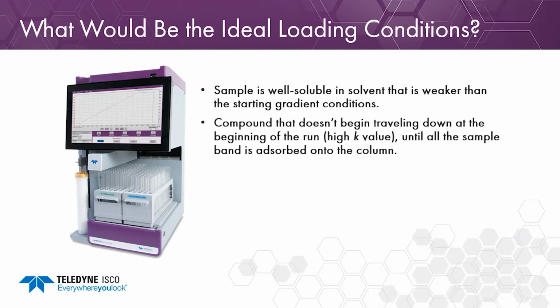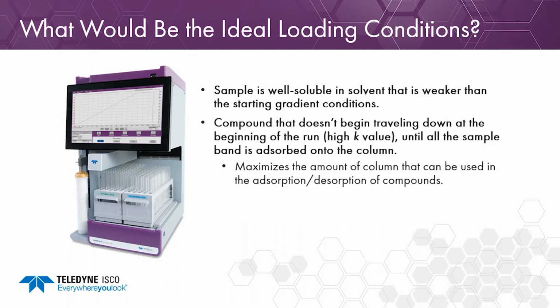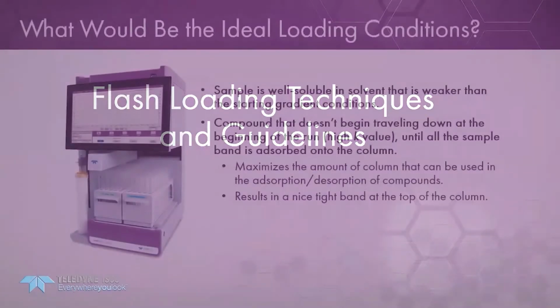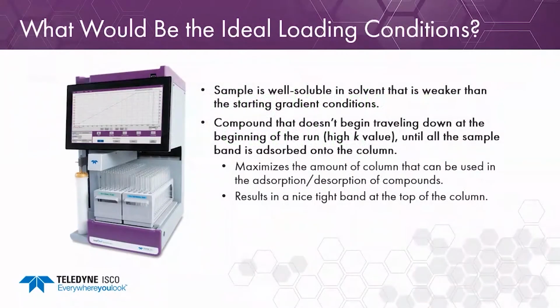The next thing is that our compound doesn't begin traveling down the column at the beginning of the run. So basically, it's a compound that is sitting at the top of the column until all the sample band is absorbed, and it doesn't start traveling until we reach a certain %B in our gradient that's higher than our starting composition. The reason for this is it maximizes the amount of column that can be used in the absorption, desorption of the compounds, and that's what drives your separation. This results in a nice tight band at the top of the column and gives you optimal chromatography throughout the rest of your run. So that would be the ideal conditions.